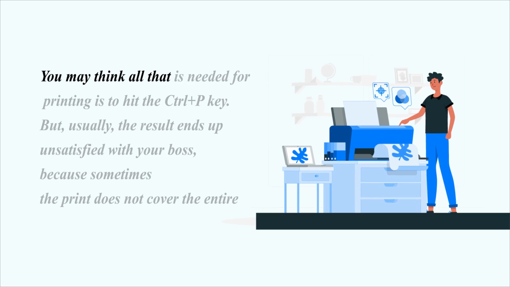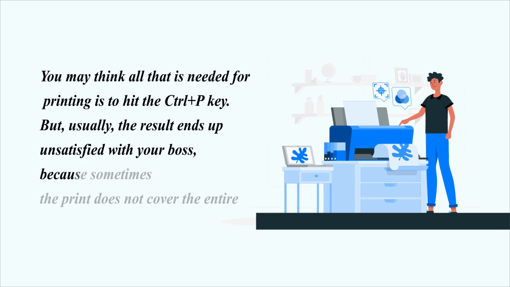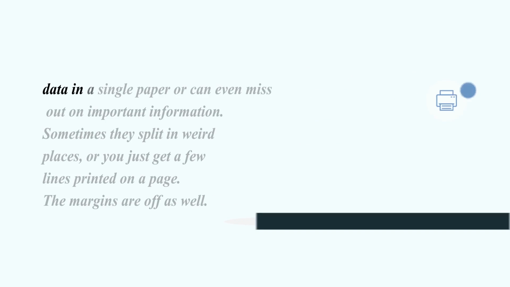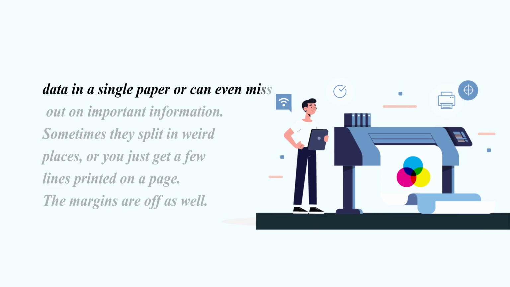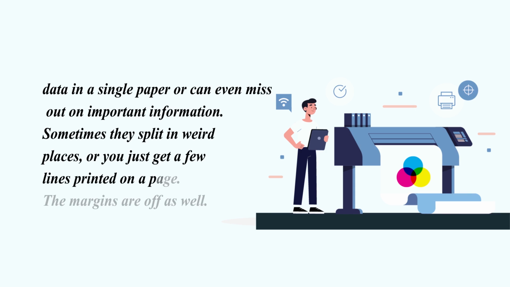You may think all that is needed for printing is to hit the Ctrl P key. But usually the result ends up unsatisfying your boss, because sometimes the print does not cover the entire data in a single paper or can even miss out on important information. Sometimes they split in weird places, or you just get a few lines printed on a page. The margins are off as well.